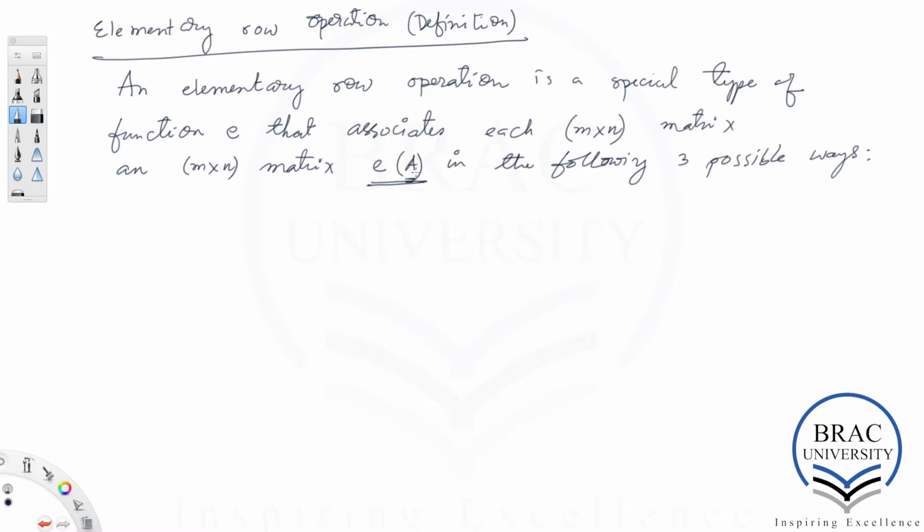Okay, so one, E of A, the final matrix, the ij entry of that matrix is going to be equal to the ij entry of A as long as i is not equal to r, and E of A rj is equal to c times A rj. Here we want c to be not equal to 0.